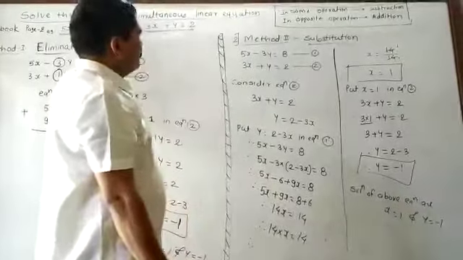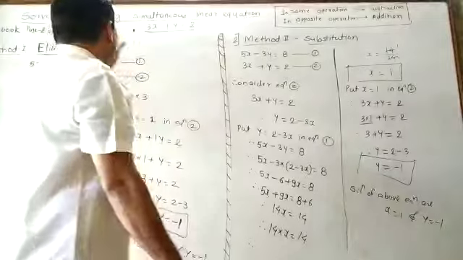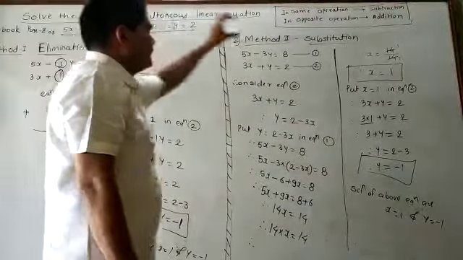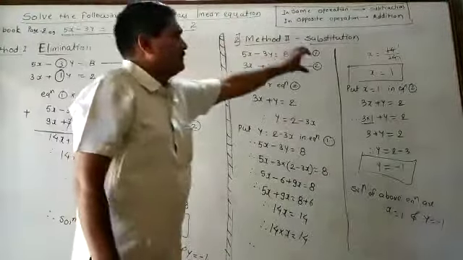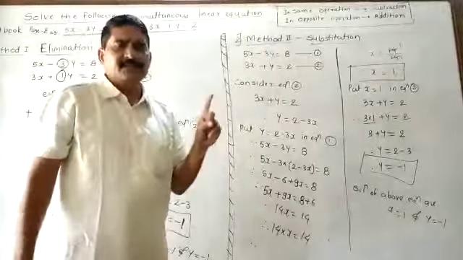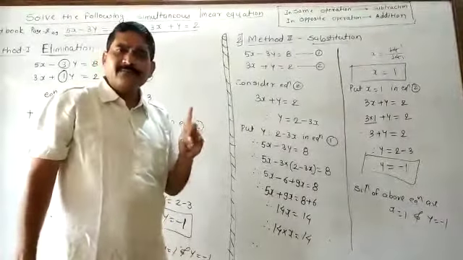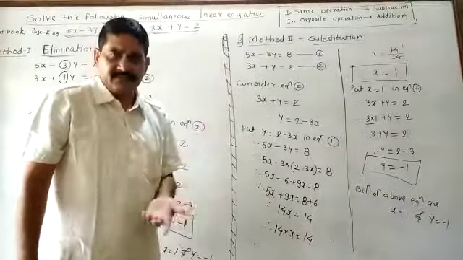Same equations you have to solve by the substitution method. In the substitution method, in the same manner, you have to give this equation the number 1 and this equation the number 2. In the substitution method, you have to consider one of the equations and find out the value of one of the variables. And you have to substitute that value in the second equation.